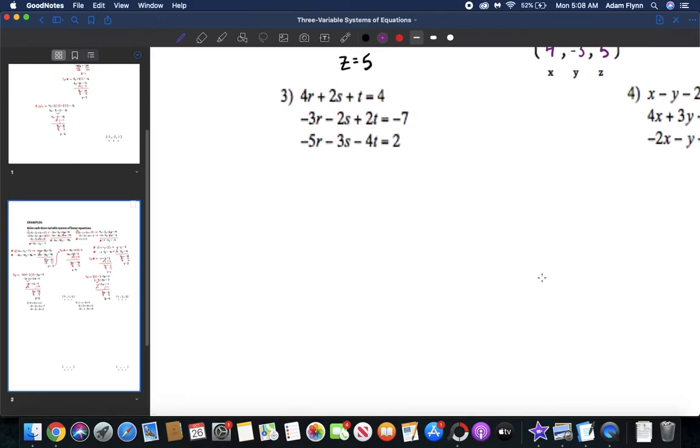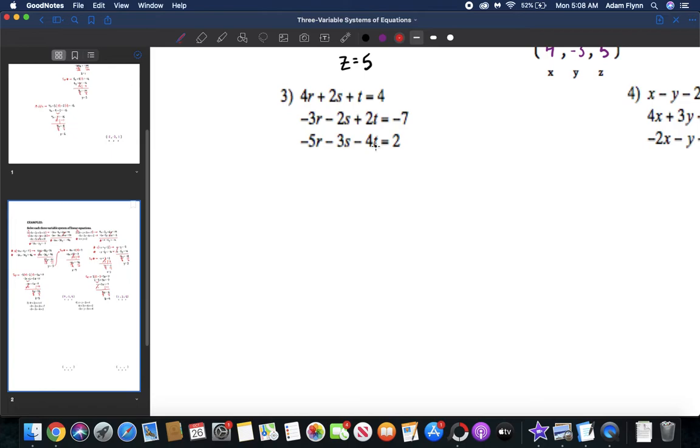So taking a look at this system right here, my variables have changed a little bit. They're in terms of r, s, and t. That is no big deal at all. It doesn't matter what our variables are or what unknowns we're trying to solve for. It really doesn't impact what we're doing. So if I take a look at these right here, it looks like my t's are going to be my best bet to eliminate here. So what I am going to do is start with my bottom two equations.